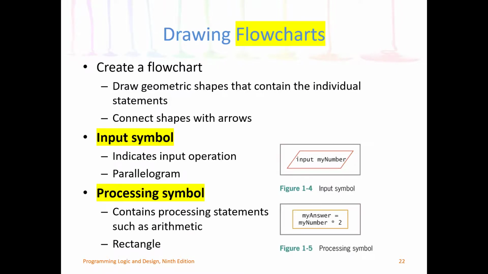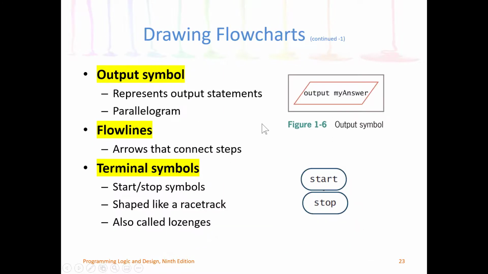Flowcharting, we use different symbols to stand for stuff. Like if we're inputting something, we use a trapezoid with the leaning sides. This is for input. I'm going to input my number. I write that inside of it. If I'm going to do some processing, I have a square, a rectangle saying I'm doing some processing. And if I'm outputting, I use the same symbol for input and output. It's that trapezoid, that leaning rectangle for input and output.